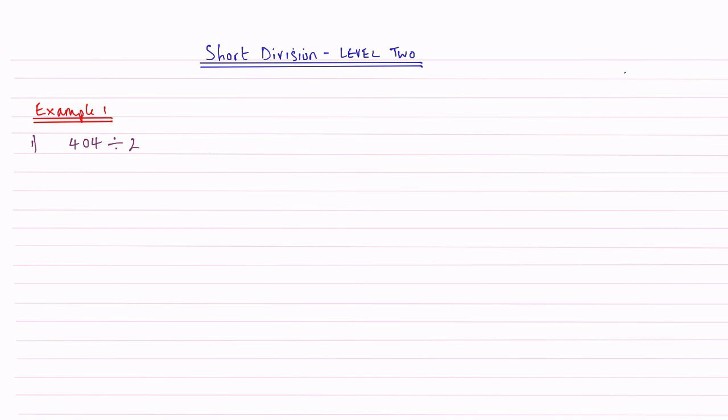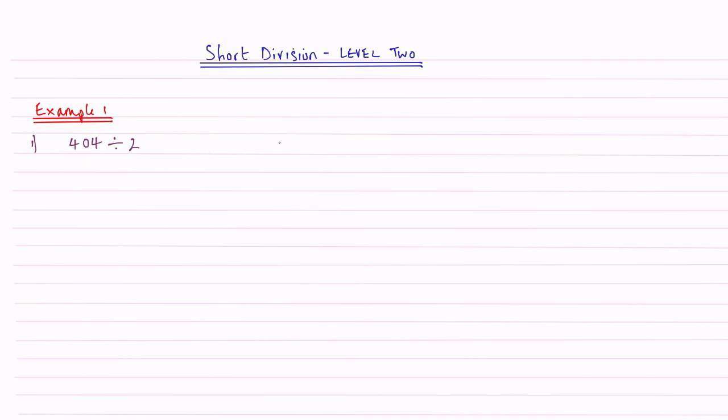This is Short Division Level 2, and this video follows on from Short Division Level 1. This video explains how to complete a short division question when there is a zero in the number that we want to divide. Now, the best way to explain this is by example. So, if we have a look at our first one here, we have been asked to divide 404 by 2. And the thing that was different from our first video is that this one has a zero in the middle. So this video is going to explain how we go about answering one of these questions.